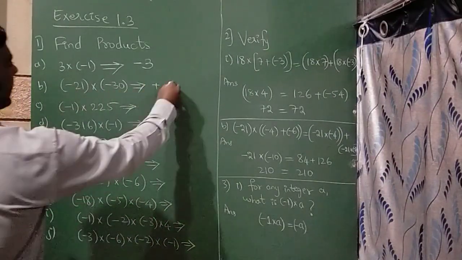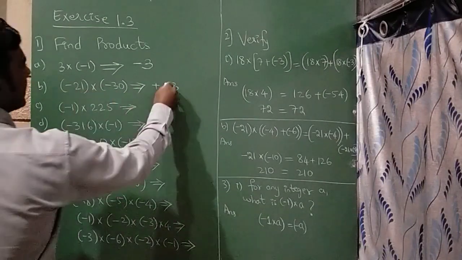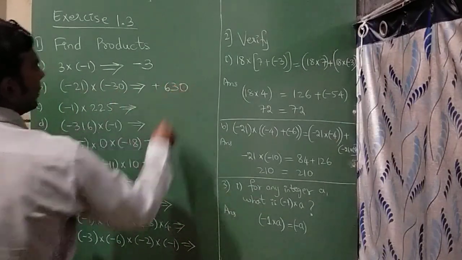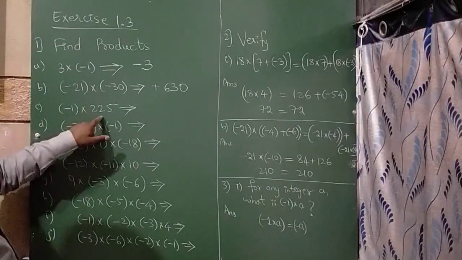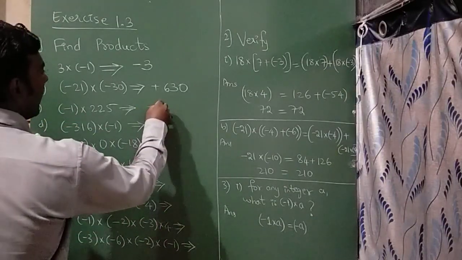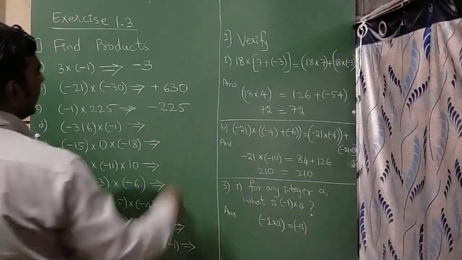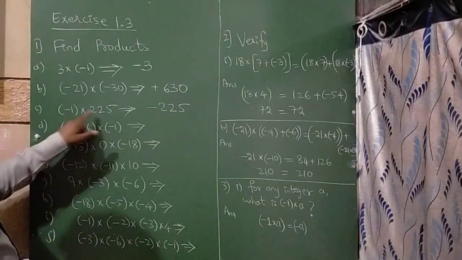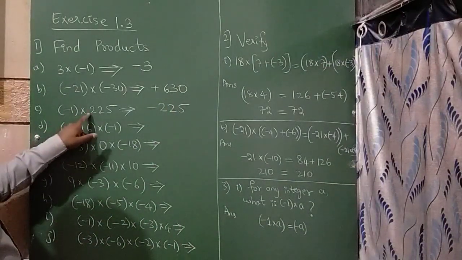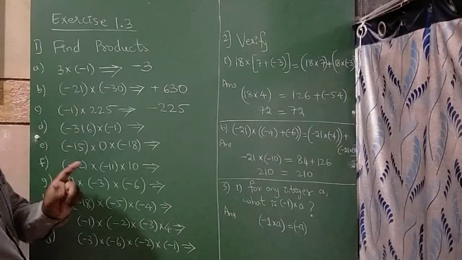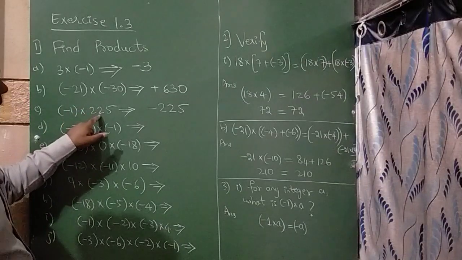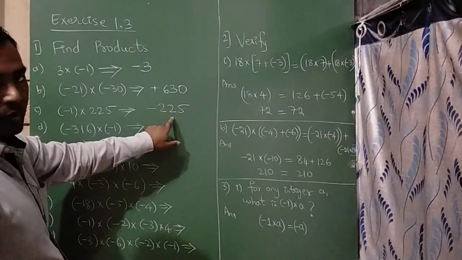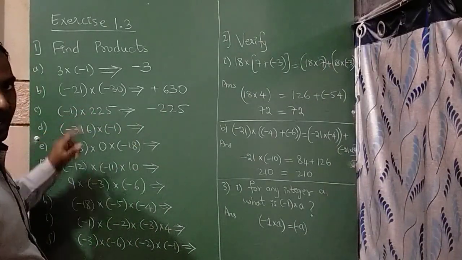So 3 ones are 3, 3 twos are 6. And right here 0. Over. Now minus 1 into 225 is minus 225. Remember one thing, whenever you are multiplying, the signs will also multiply. Now don't see here bigger number or a smaller number sign. Okay, so minus 1 into 225 is a minus 225 since there is a minus here.